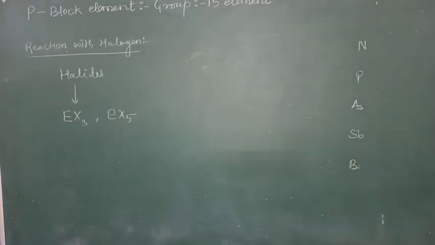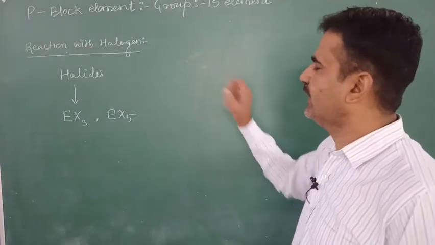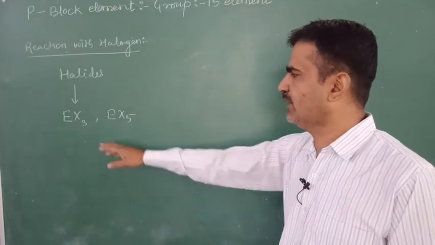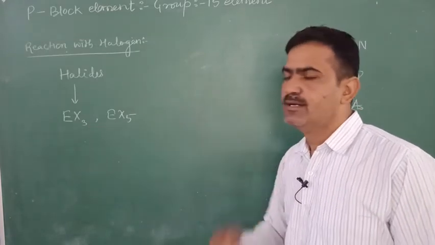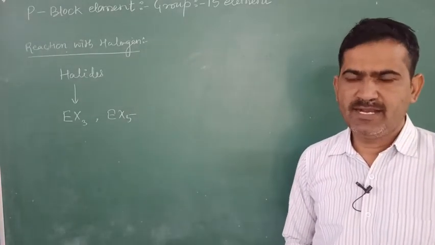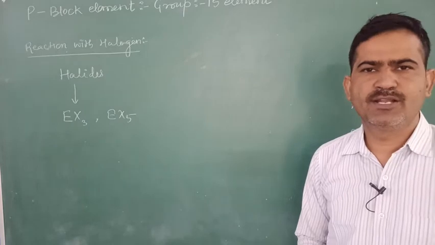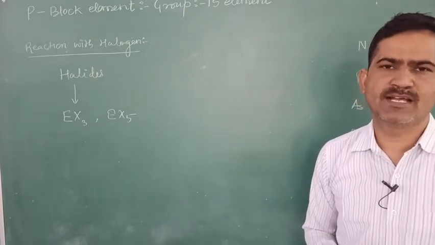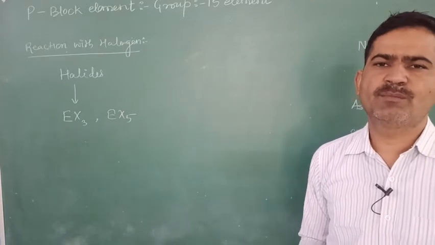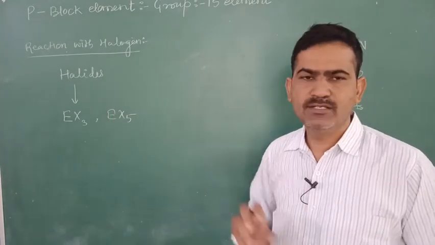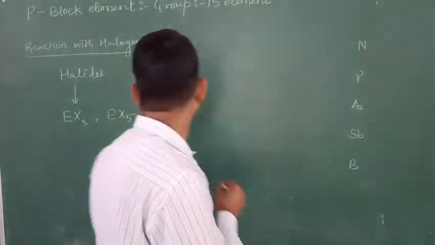Now students, the next property, the reaction with halogens. Group 15 elements react with halogens to form halides, and they form two types of halides, trihalides and pentahalides. Nitrogen only forms trihalides because, due to the absence of d orbitals, it cannot form pentahalides. It's an important question, a number of times it is asked: why does nitrogen not form pentahalides? Nitrogen does not form pentahalides due to the absence of d orbitals.